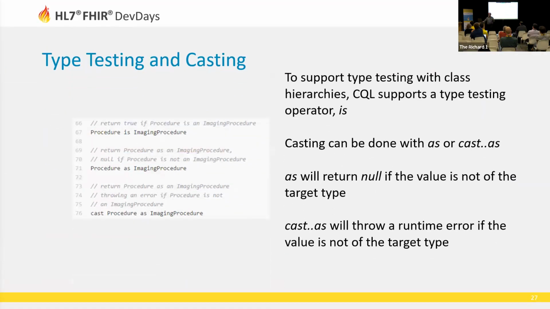We have type testing and casting. The model does support type systems that have inheritance, and so you can use things like is and as to say if a value is of some type. There's strict casting and loose casting. Cast as will actually throw a runtime error, whereas a loose cast will just give you a null.